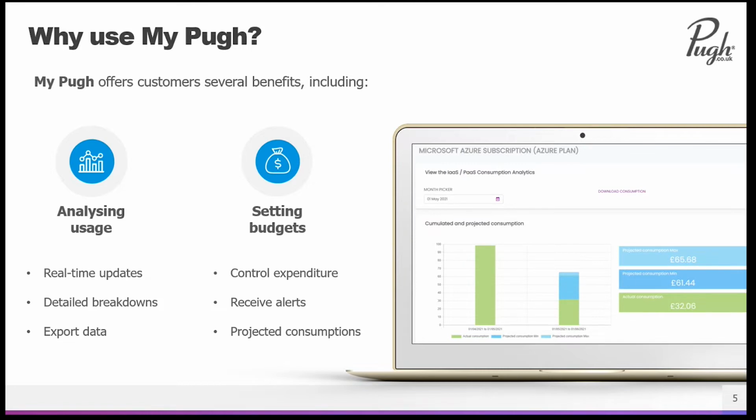And with the budgets, you can make sure you're not spending too much. It's a great way to keep your costs under control. You can also receive alerts, so as you're reaching, or if you've gone over your budget, you can get alerts directly to you and your colleagues. And it'll give you projected consumption as well. That's very handy for tracking what you're spending and what you're predicted to spend by the end of the month.